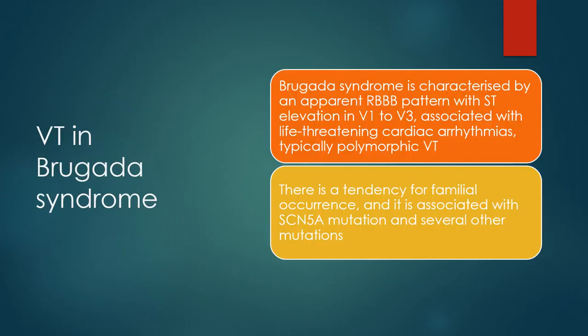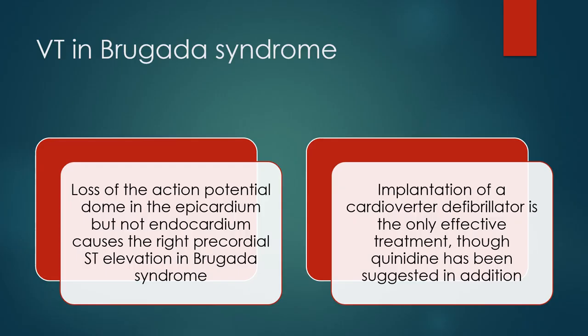Brugada syndrome is characterized by an apparent RBBB pattern with ST elevation in V1 to V3 associated with life-threatening cardiac arrhythmias, typically polymorphic VT. There is a tendency for familial occurrence and it is associated with SCN5A mutation and several other mutations. Loss of the action potential dome in the epicardium but not endocardium causes the right precordial ST elevation in Brugada syndrome. Implantation of a cardioverter defibrillator is the only effective treatment, though quinidine has been suggested in addition.